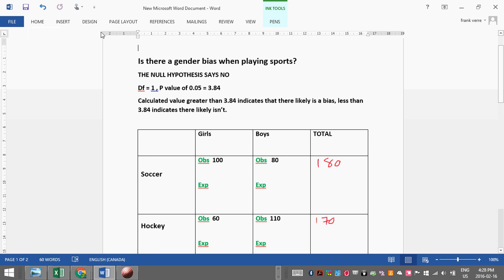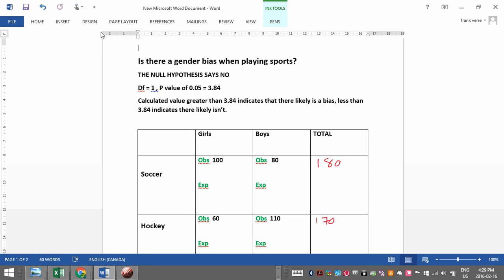All right, I'm going to explain the chi-square test. I'm going to keep this really, really simple. In this example, we'll look at some data on girls and boys and preference playing soccer and hockey. We're going to see whether the difference between girls and boys is just due to randomness, in other words there really is no difference, or if there is some sort of gender bias going on.